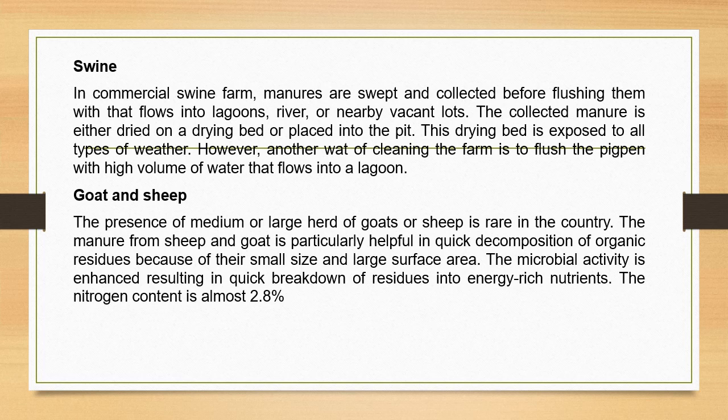Goat and sheep. The presence of medium or large herd of goats or sheep is rare in the country. The manure from sheep and goat is particularly helpful in quick decomposition of organic residues because of their small size and large surface area. The microbial activity is enhanced, resulting in quick breakdown of residues into energy-rich nutrients. The nitrogen content is almost 2.8%.